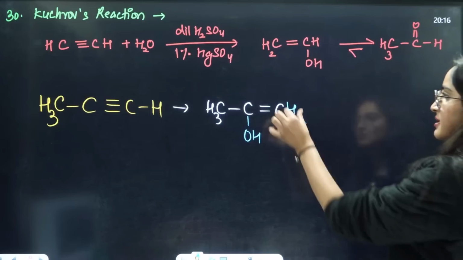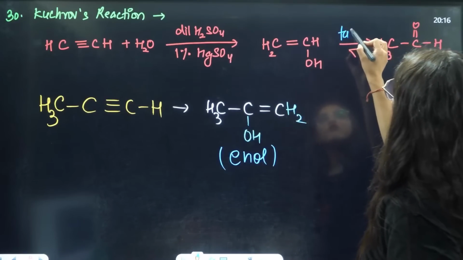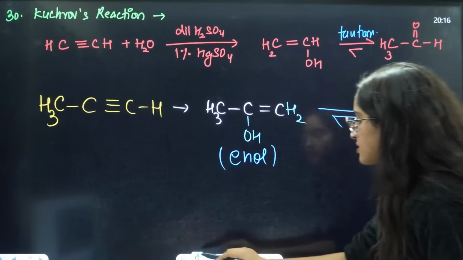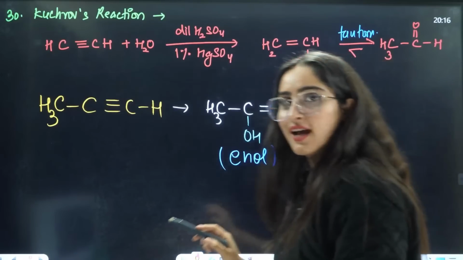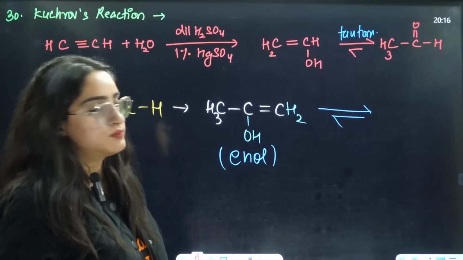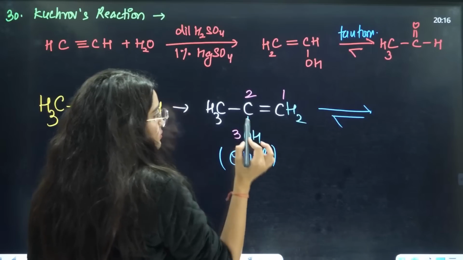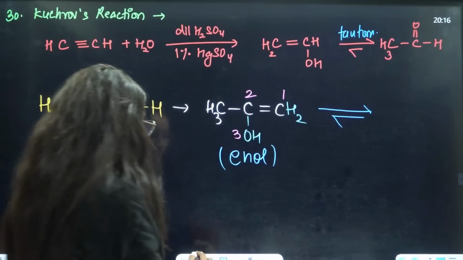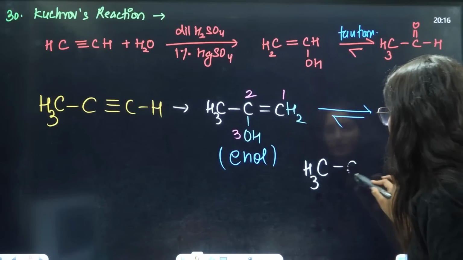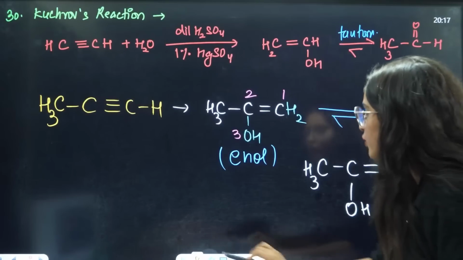Now can you see this is enol form? This is enol form. Now with the help of tautomerism, right, we are going to convert it into ketone. Simple trick I told you. 1, 2, 3. Okay, 1, 2, 3. What you do after this? First you just write it as it is. Okay, write it as it is. Now I am telling you 1, 2, 3.